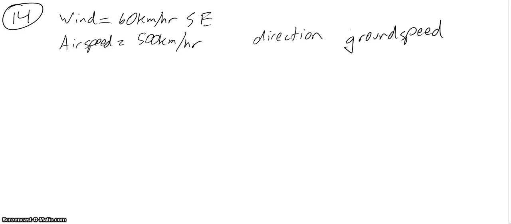Alright, this is problem 14 from section 13.2. And it's asking for the direction a plane should head in, and an airspeed, or actually a ground speed, if there's a wind blowing it to the southeast at 60 kilometers per hour and an airspeed of 500 kilometers per hour, and the plane wants to be heading east.